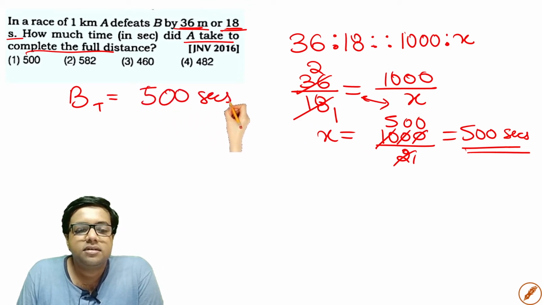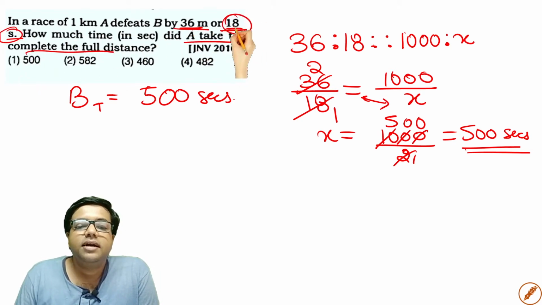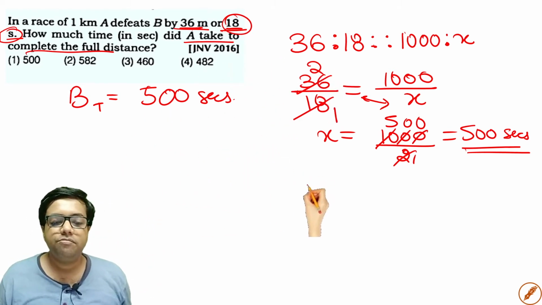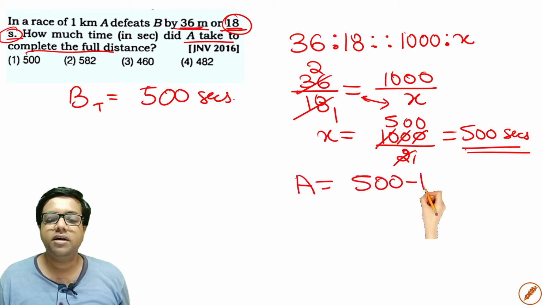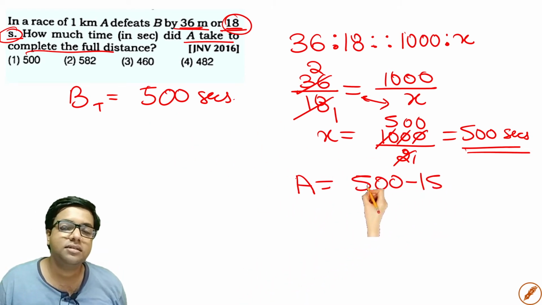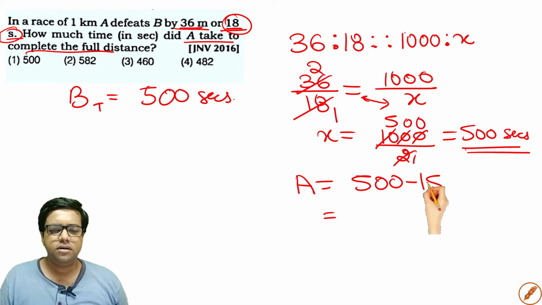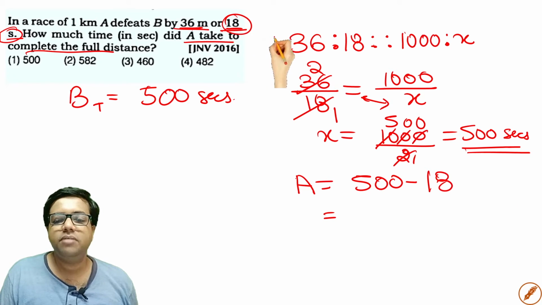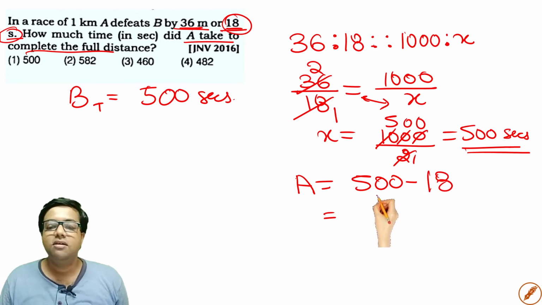But we know A is defeating B by 18 seconds. That means whatever time A takes is less than B's time. B is taking 500 seconds, so A will take 18 seconds less than B. I'm sorry, 18 seconds, not 15 seconds. So A is defeating B by 18 seconds, meaning A will take 18 seconds less than 500 seconds.